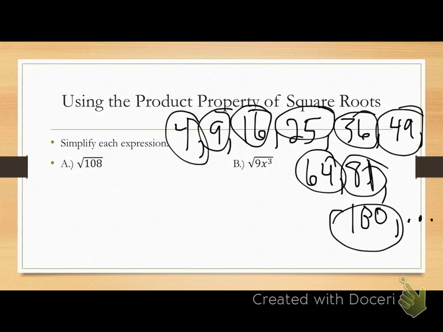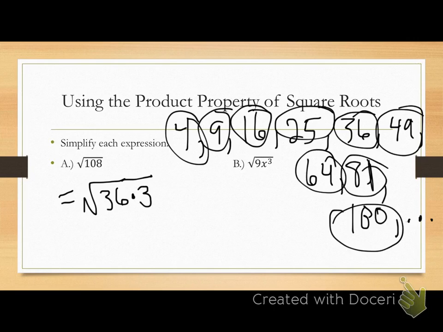108 divided by 100 gives me a decimal, so I know it's not 100. 108 divided by 81 gives me a decimal, so I know it's not 81. 108 divided by 64 gives me a decimal. 108 divided by 49 gives me a decimal. 108 divided by 36 gives me 3. So I know I can break 108 down into 36 times 3 underneath my radical.